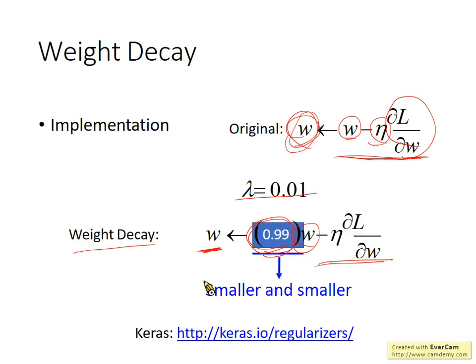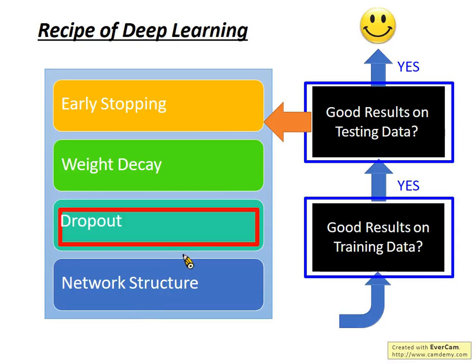In deep learning, if you use a toolkit like Keras, we can easily set the weight decay. We can easily implement the weight decay. The third method is called dropout.